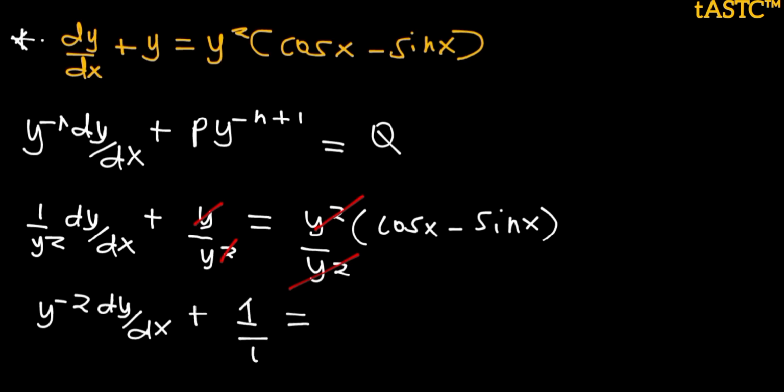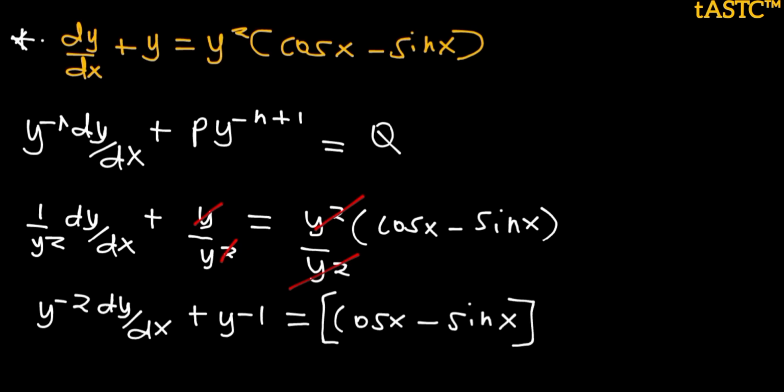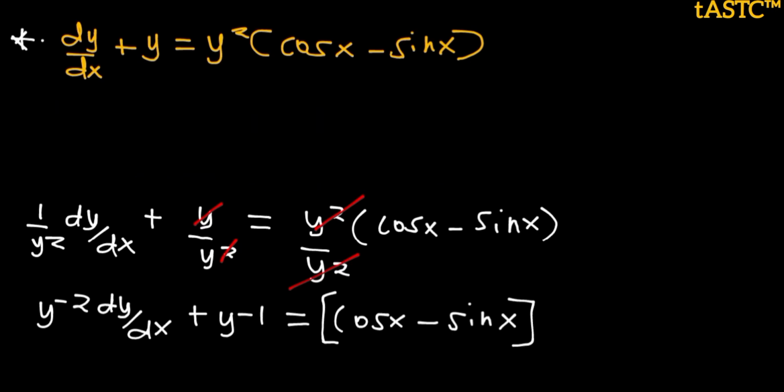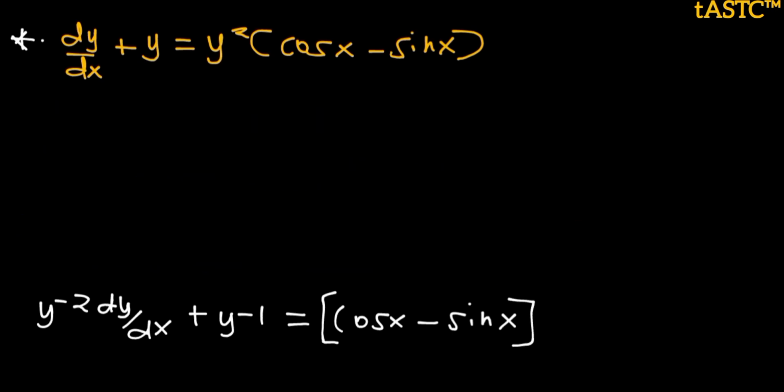That is 1 divided by y. I'm just going to make this y to the negative 1 at once. And so this is equal to cos x minus sine x. So that is the new equation we have. This is the proper Bernoulli's equation.